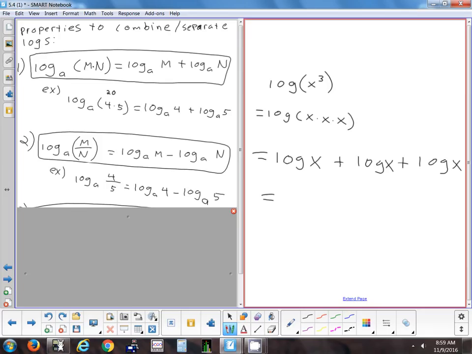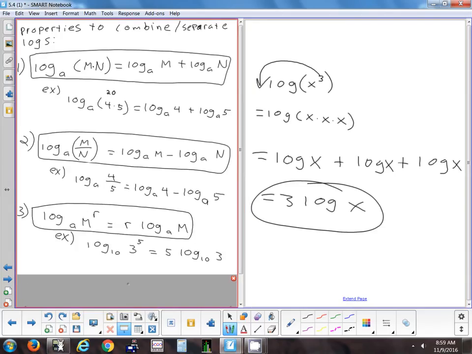So now if I had log x plus another log x plus another log x, that's 3 of the log x's. So the shortcut, when you have an exponent on the argument, all you have to do is take the 3 and put it in front. The reason why is what I just went through. It's really rule 1, except each factor is repeated. It's the same.